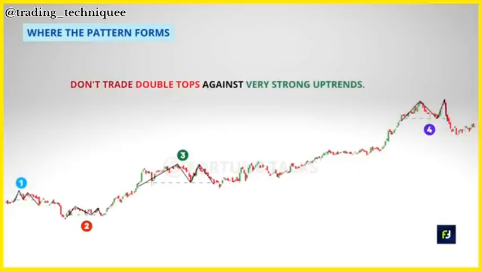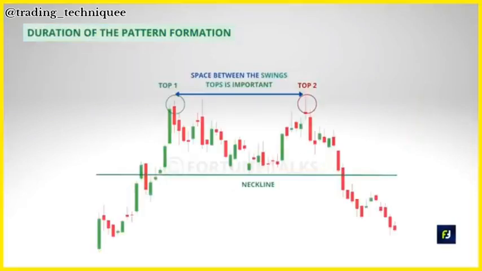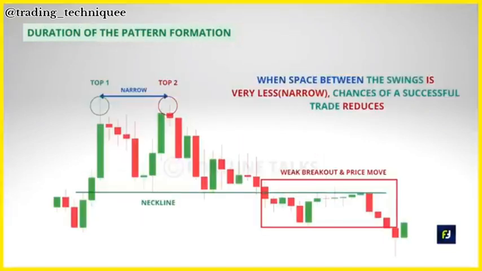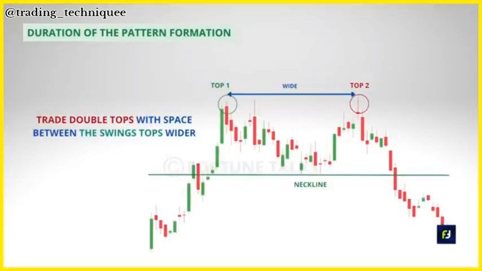As I have already mentioned, you don't want to short a double top against a strong uptrend. And in addition to this, the space between the first and second peaks is also an important factor worth considering. This means you should probably avoid double tops with both their peaks very close to one another. Instead, we want to trade those double tops when the space is far apart from the first and second peak. And why does the space between the peaks have to be so far apart? The reason is quite simple.